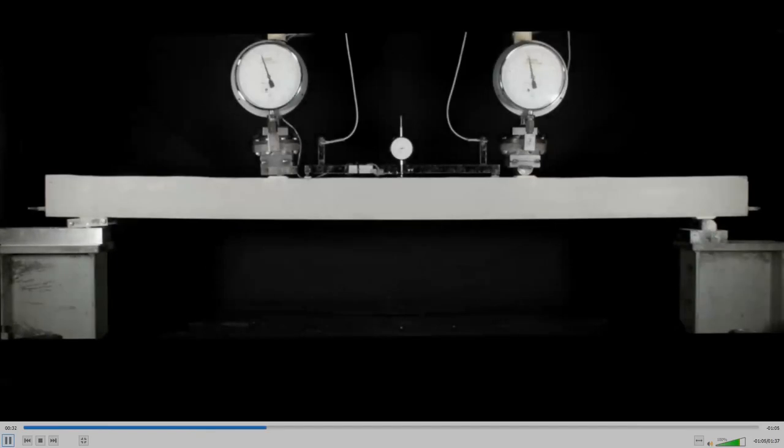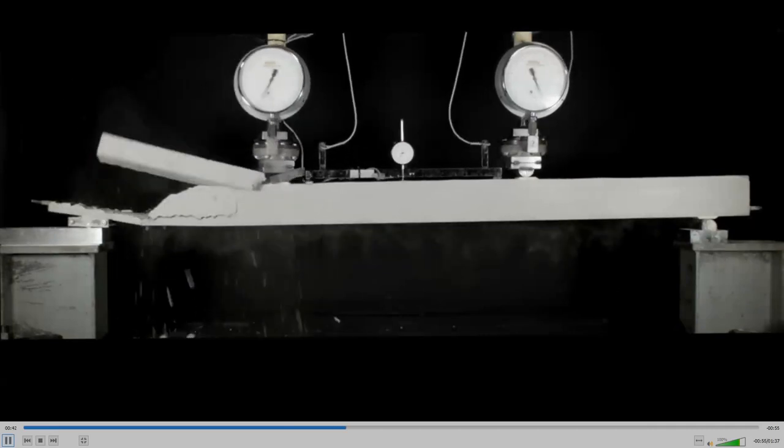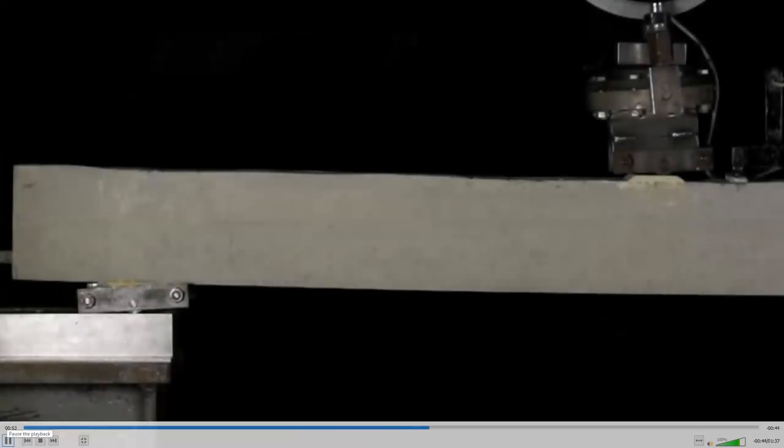You can see the loading is applied already. You can see that when there is no shear reinforcement, it fails at an angle. That's what I mentioned over here. So you can see.